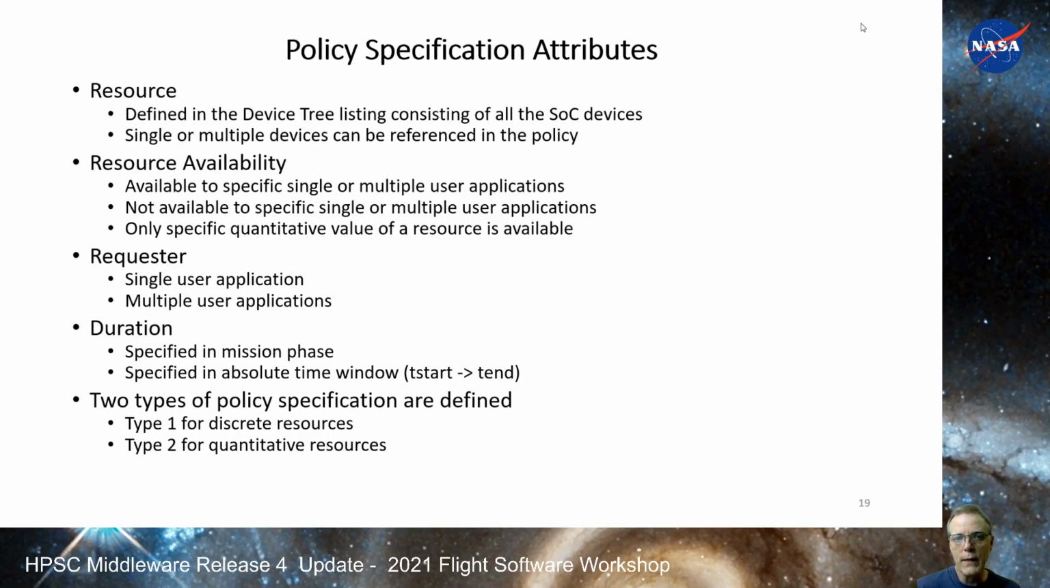The policy specification and the configuration files include the resource that we are controlling. It is typically available in the device tree from the system software. We can have single or multiple instances of devices in a policy specification. Resource availability. Who is allowed to request this resource? Who, meaning an application here. How long will this resource be granted to the application? And finally, the type of resources, a single discrete resource or multiple resources.